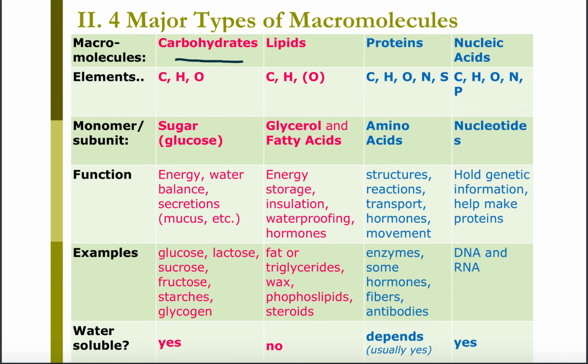So carbohydrates have carbon, hydrogen, and oxygen. It's got a pretty decent amount of oxygen to each carbon. All right. When you see lipids over here, that little parentheses means it has oxygen, hydrogen, and carbon, but it's got a lot less oxygen. That's why I put it in parentheses.